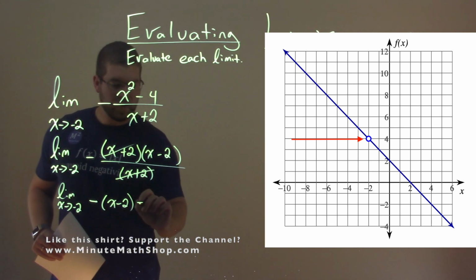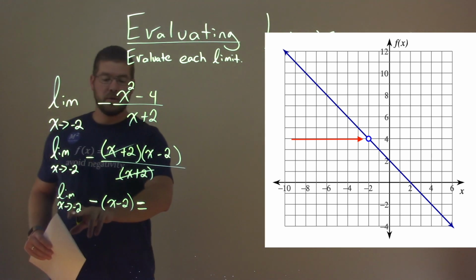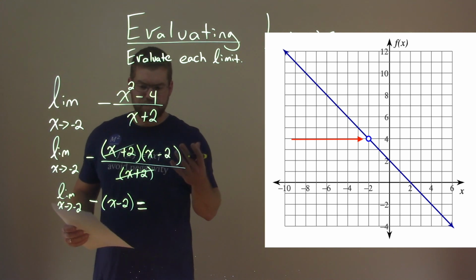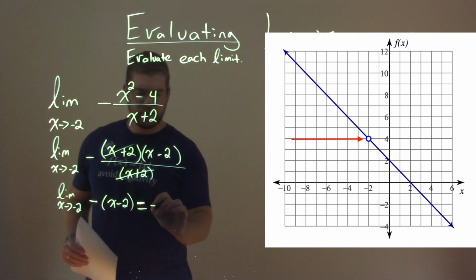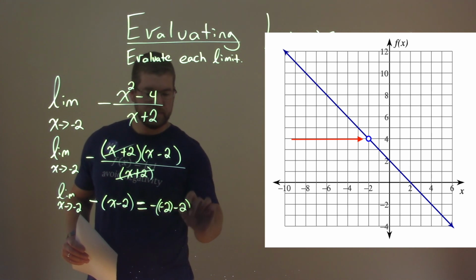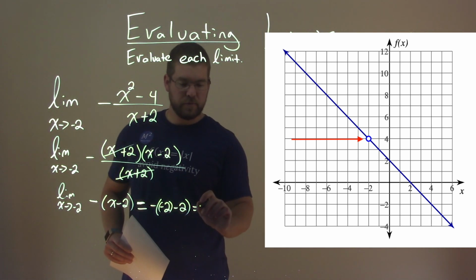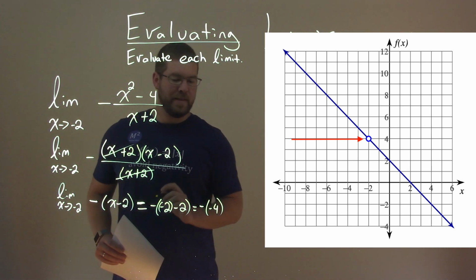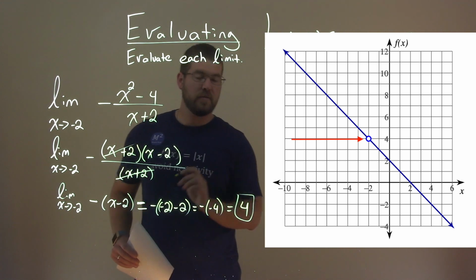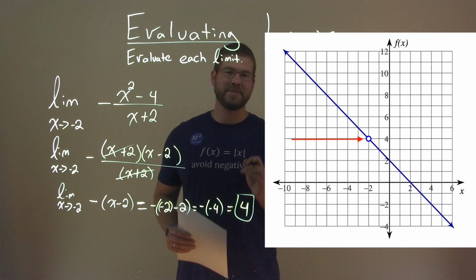And at this point, we can take the limit. We can take the limit by plugging negative 2 in, because this now will exist everywhere. Negative 2 in for x, so we have a negative, negative 2 minus 2, and again we plug that negative 2 in, right there. Negative 2 minus 2 is a negative 4, and then a negative 4 is a positive 4. And so the final answer, this limit, is equal to positive 4.